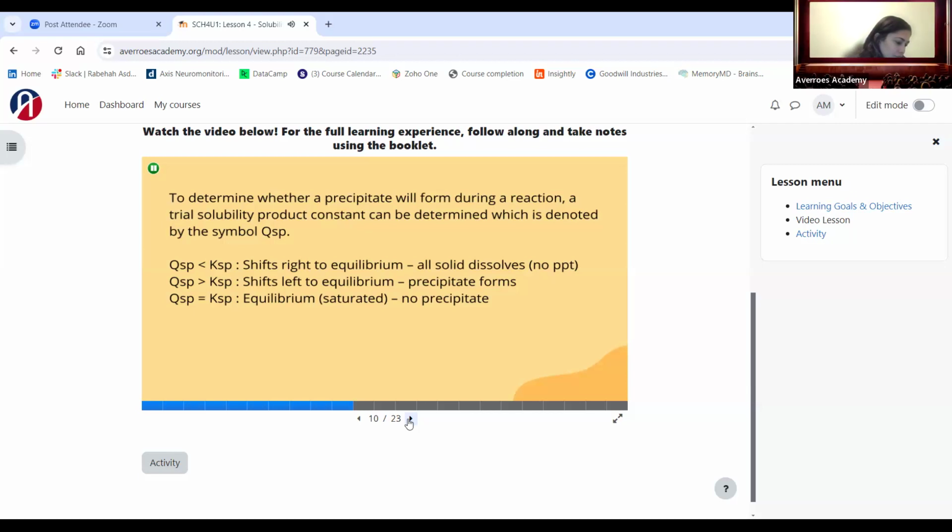And as we know, the value of KSP equals the ion product of a saturated solution, where the dissolved and undissolved solutes are in equilibrium. So if our QSP is less than our KSP, we'll have a shift right to get to equilibrium. So all the solid is dissolved. There's no precipitate. If our QSP is greater than our KSP, we shift left to equilibrium. A precipitate will form in that case. Or if they're relatively equal, then we're at equilibrium, or it's saturated and there's no precipitate.